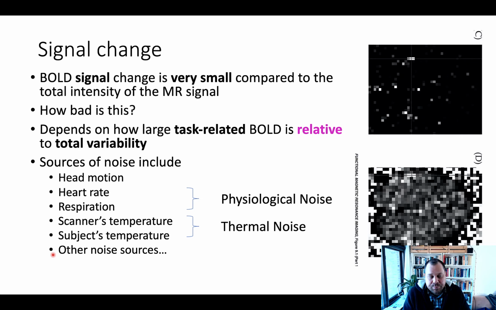And that is something we will see in the images. But the good thing about this is that thermal noise typically is unrelated to the task and therefore random. And this is something we can take care of via signal averaging, as you'll see in a moment. There are other sources of noise that we won't discuss here, but the idea here is that there are many sources of noise that impact our signal, and therefore the total variability of the BOLD signal that we're looking at. So we're increasing total variability via all of these different sources of noise, but it does not affect task-related activity, which makes our job harder.